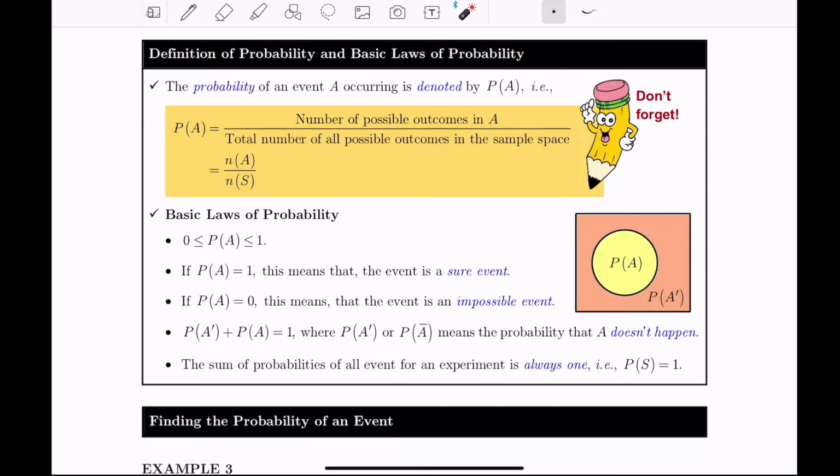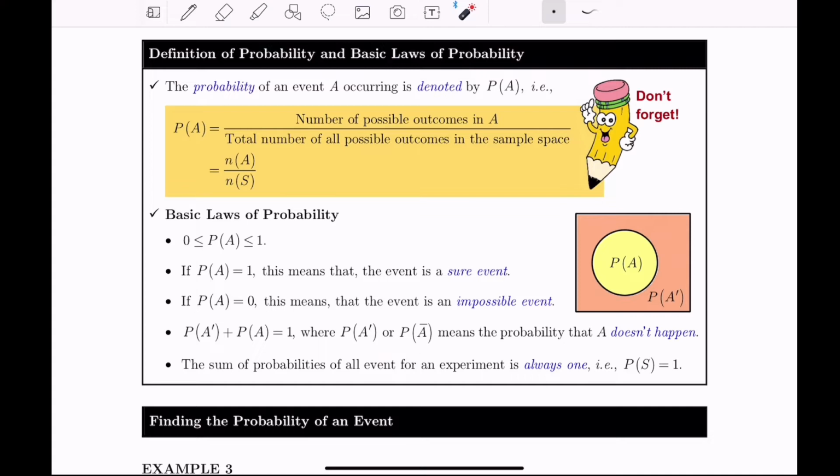So, basic laws of probability. The probability of A is between 0 and 1. If P(A) equals 0, it means that the event is an impossible event, impossible for the event to happen. If P(A) equals 1, it means that the event is a sure event, surely that event will happen.